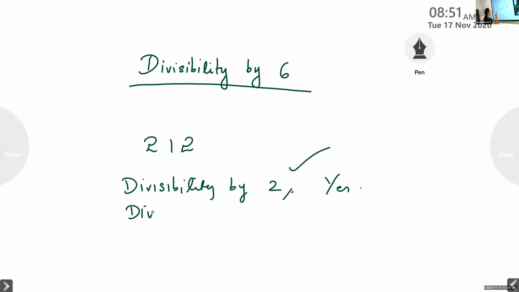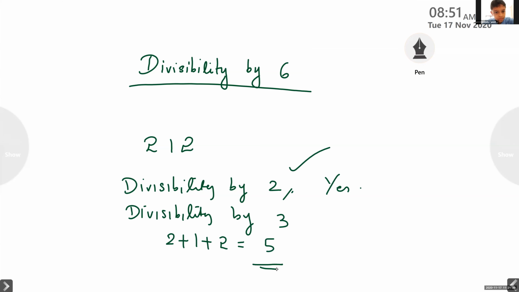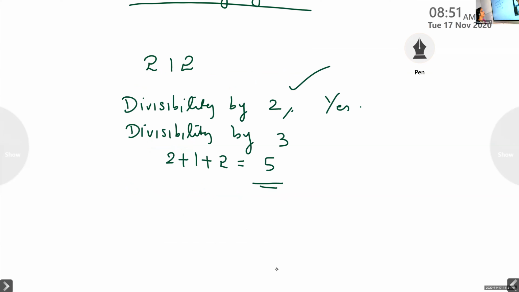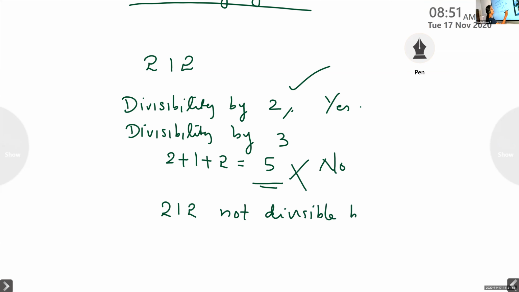Next one is divisibility by 3. How will you check that? Sum of all numbers. 2 plus 1 plus 2. How much? 5. Does it satisfy here? No, ma'am. So it does not satisfy. So this 212 is not divisible by 6. Clear, children? Yes, ma'am. Okay. Now I'll give one more question.